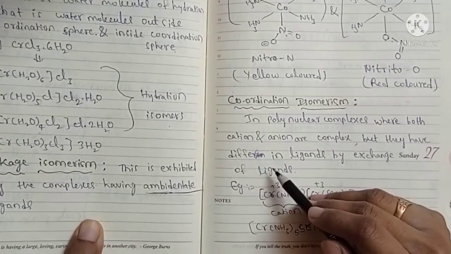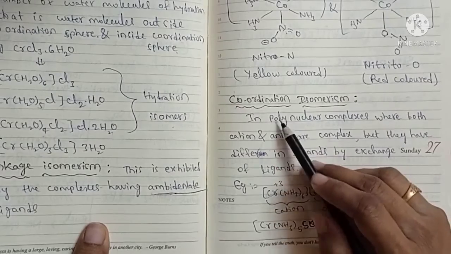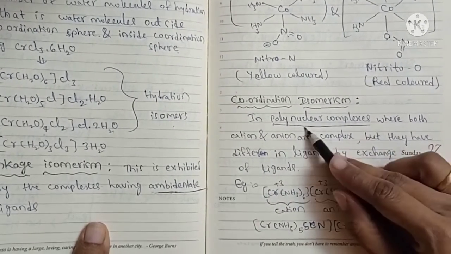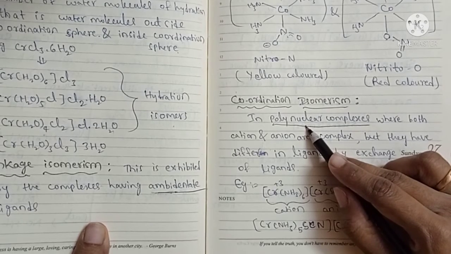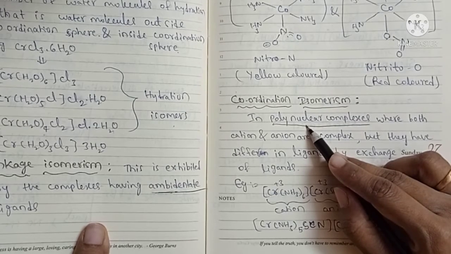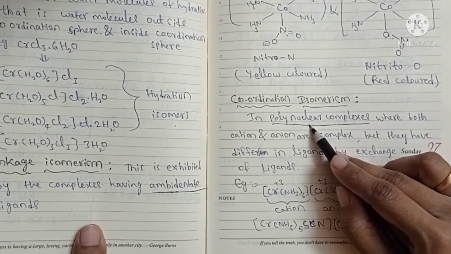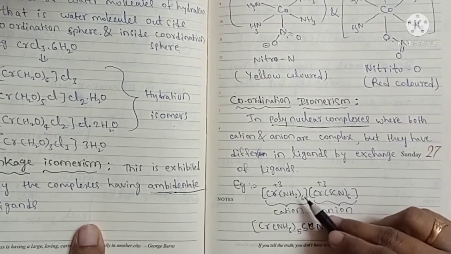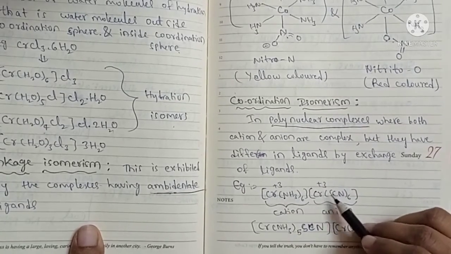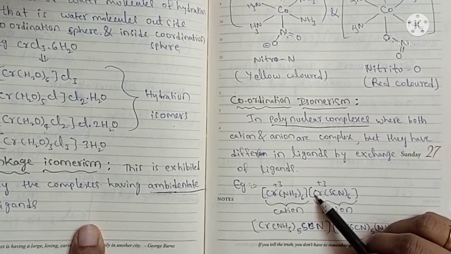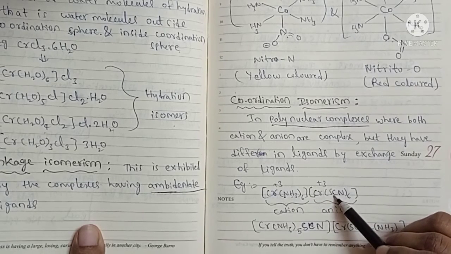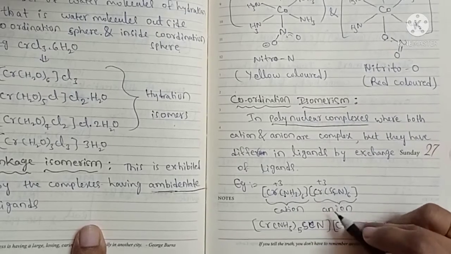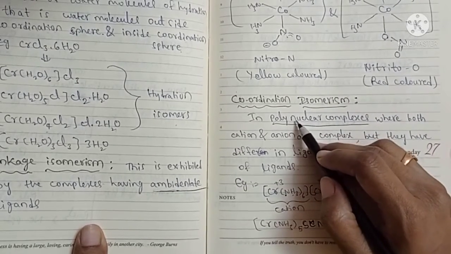Next, coordination isomerism. Coordination isomerism can be seen in polynuclear complexes. Polynuclear means there are many metals, but they differ in the ligands. Here chromium is the metal, and here also chromium is the metal, but here ammonias are there, and here thiocyanate is there. So they will exchange ligands. They can be formed by exchange of ligands. Let us see.